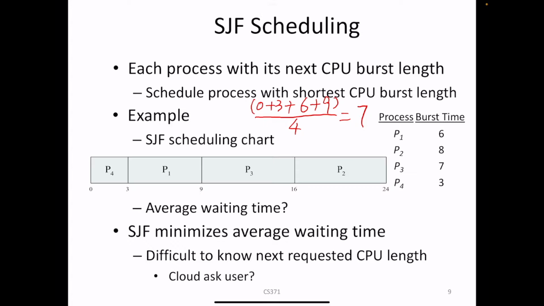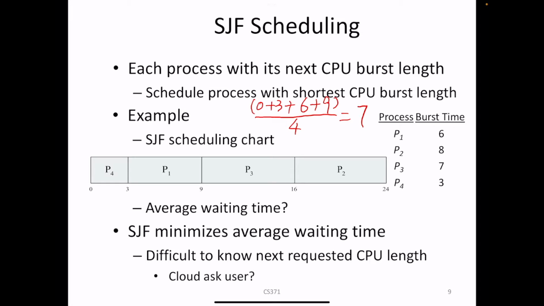In this example, we have 4 processes, P1 through P4. Suppose we know the next CPU burst length for each process. Like I have shown you on the right side of this slide, the burst time of P1 is 6, P2 is 8, P3 is 7, and P4 is 3. We assume all the processes arrive in the system at time 0. Among all the processes, P4 has the shortest CPU burst length. Then P4 will be put onto the CPU first.